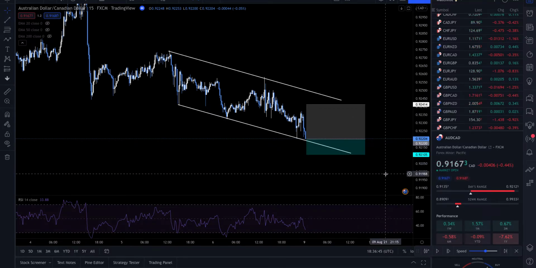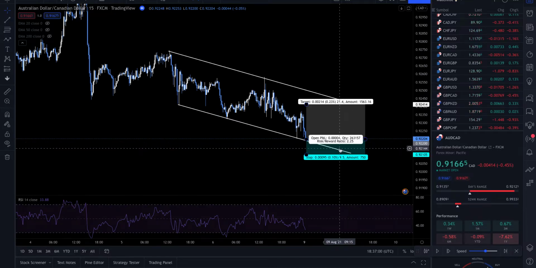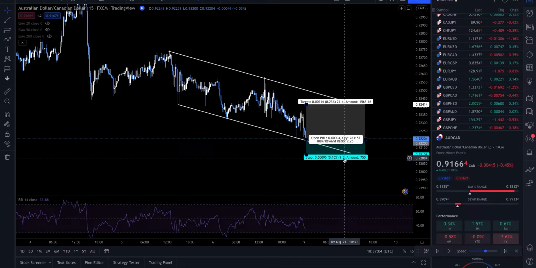So now we need to figure out the risk and what lot size we need to use, or what decimal we need to use to determine how much we have at risk on this particular trade. So we have our stop loss value, we have our take profit value. Now time to determine the risk. So let's hover over here again. What we need is this value here, 9.5. 9.5 digits away from where we entered.